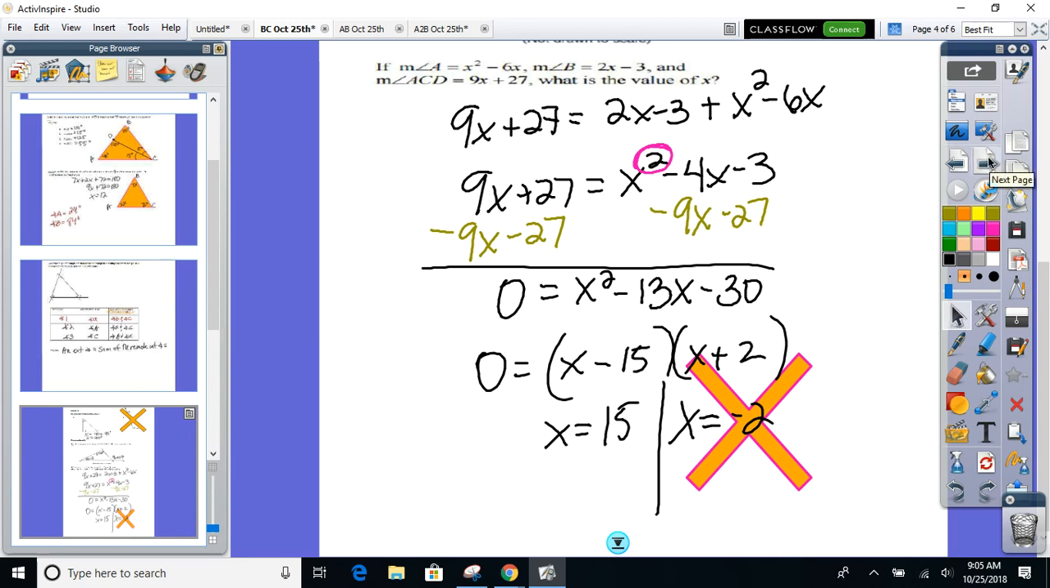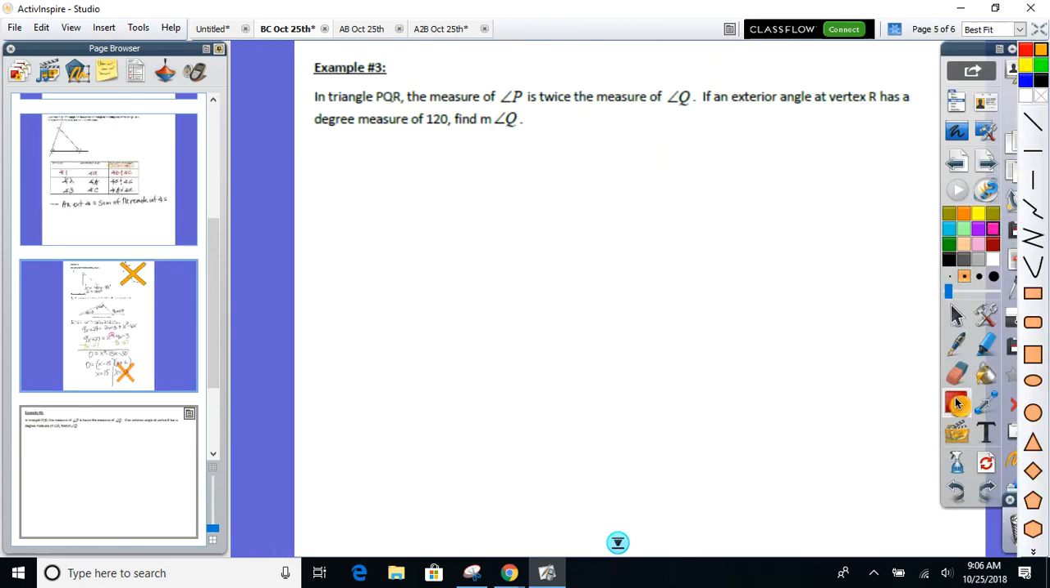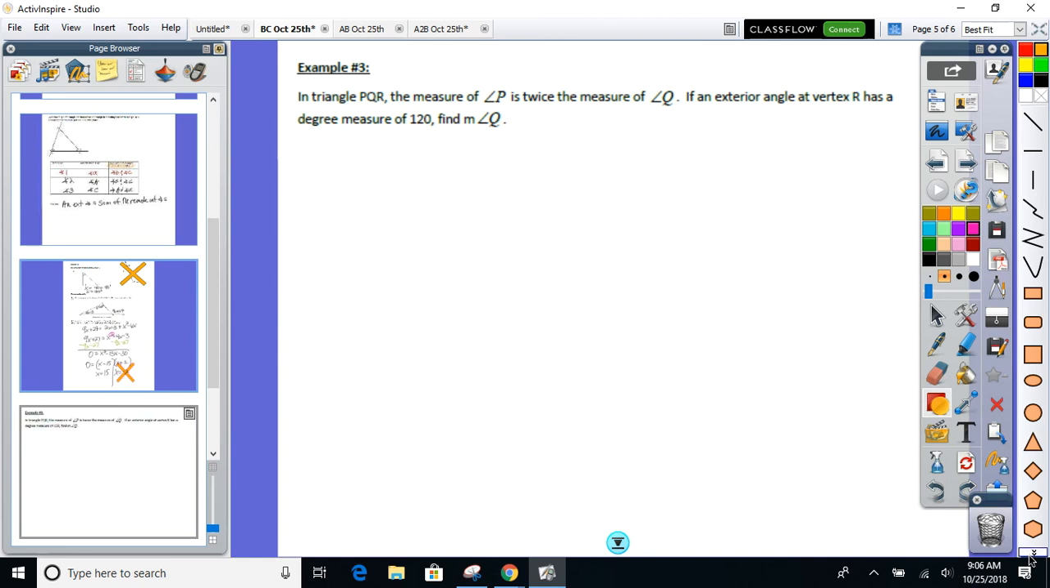Okay. Questions here on why I'm rejecting the negative 2. Okay, I am going to let you right now in your group do example 4. Oh, sorry, I forgot example 3. Okay, we'll do example 3 together. I skipped over it. There it is, example 3. And then you're going to do example 4 on your own.